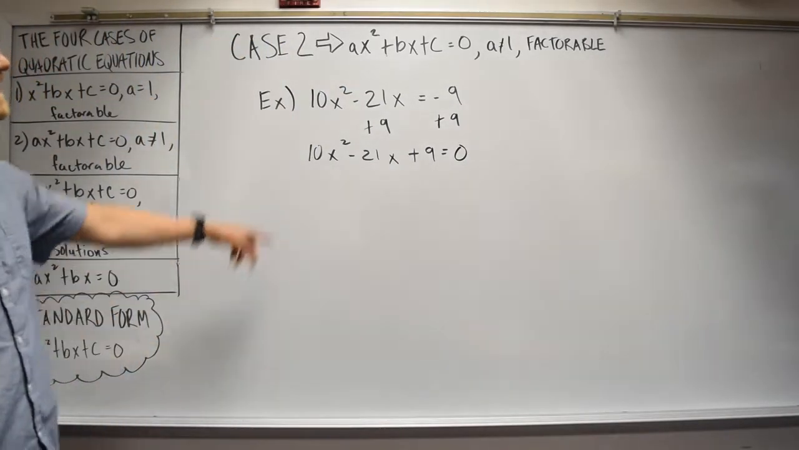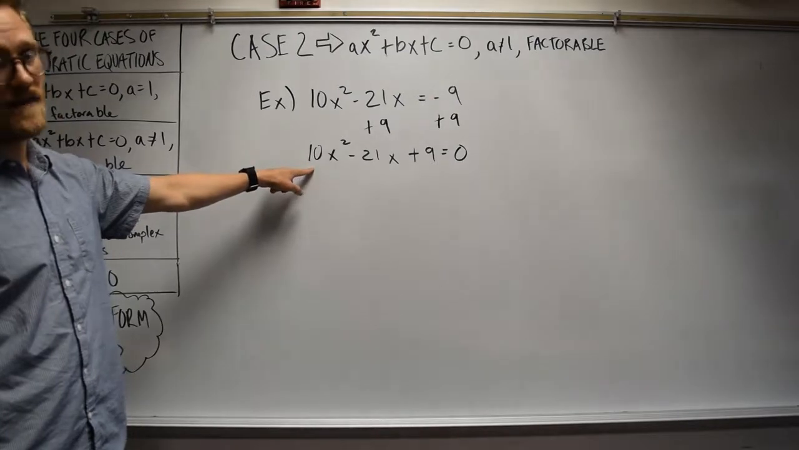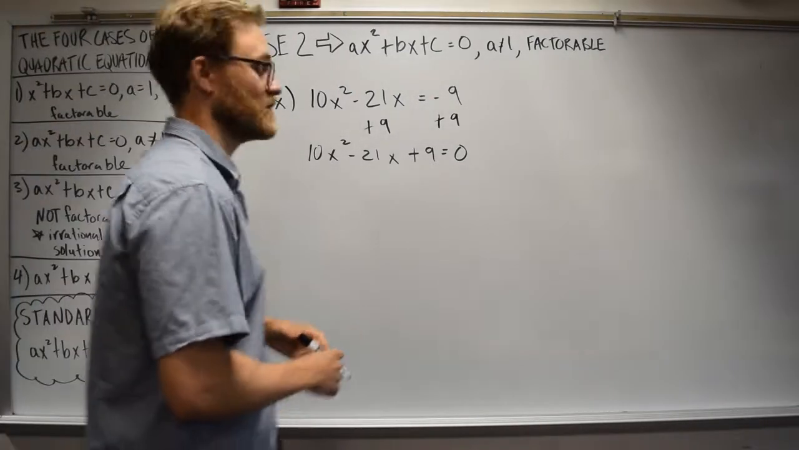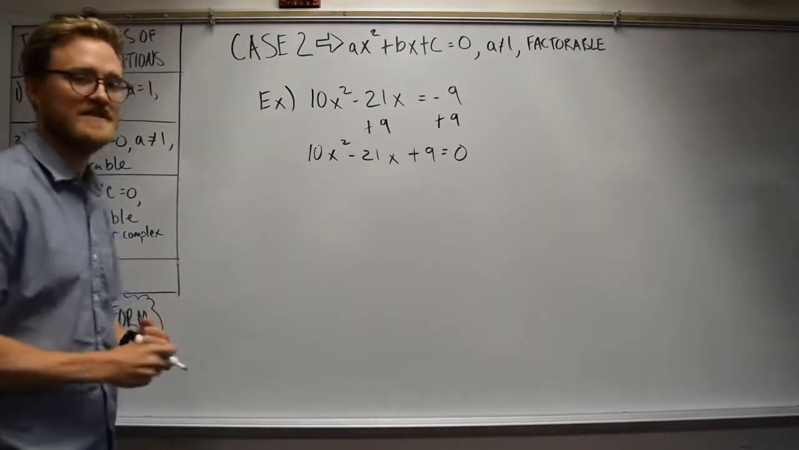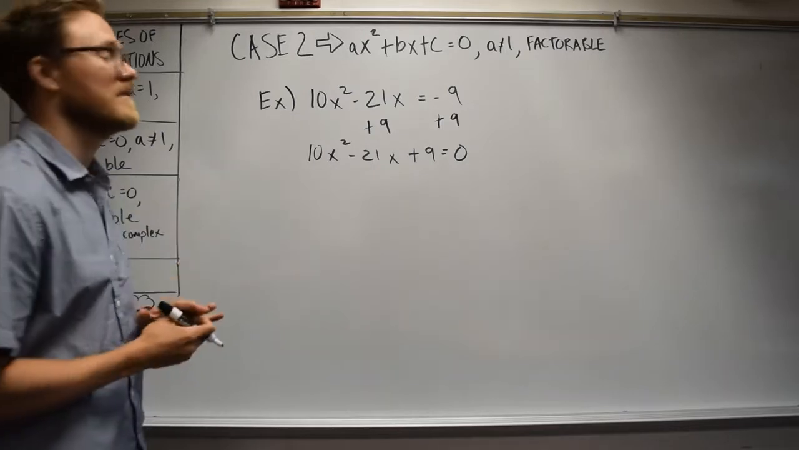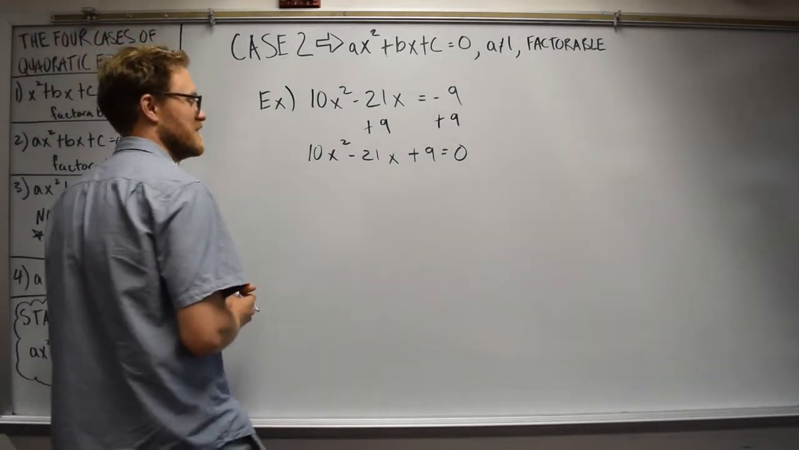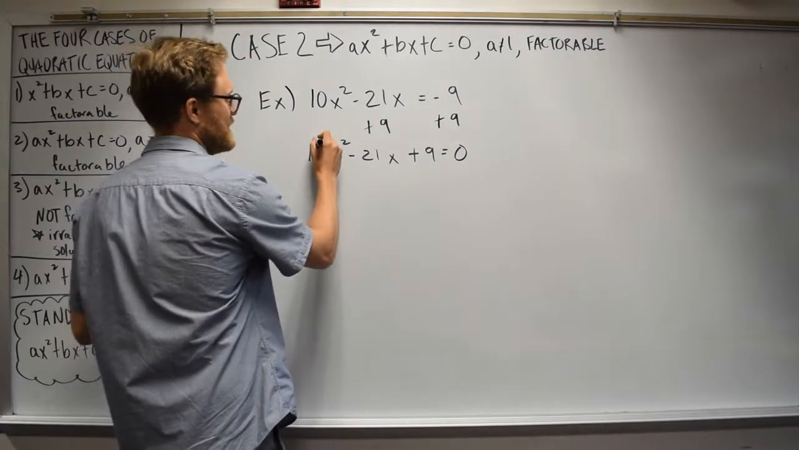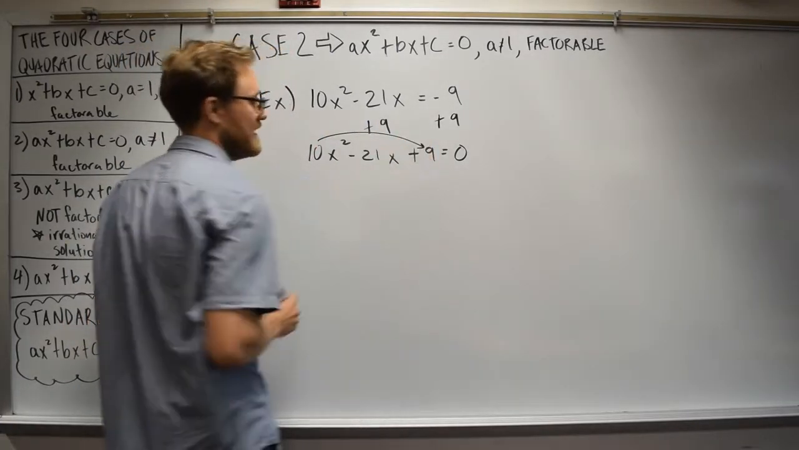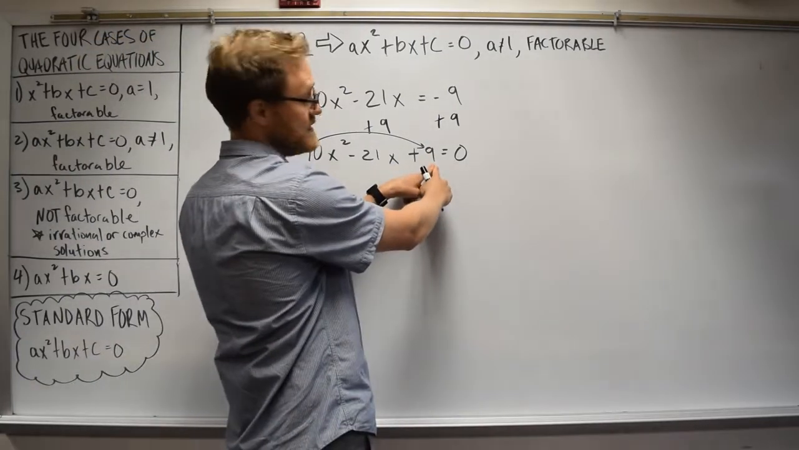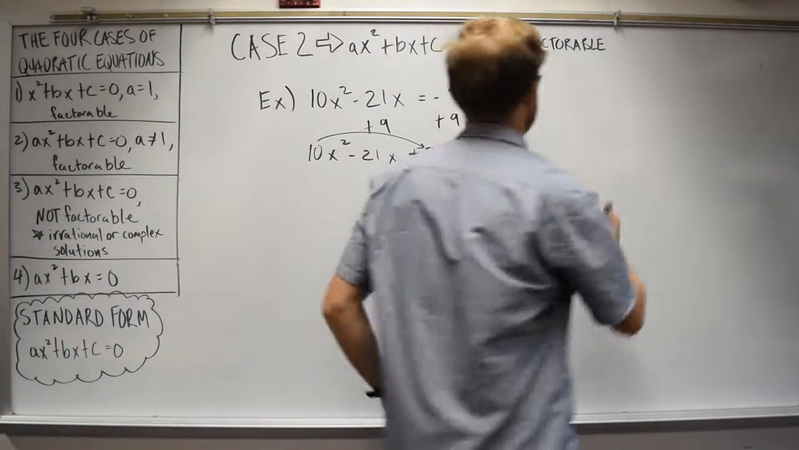Now, because A is not 1, I can't use the same factoring method that I used last time. So we're going to use a method called the AC method. There are other methods you can use. I will cover one other method in a separate video. So, in the AC method, we begin by multiplying A and C. A in this one is 10, C is 9, 10 times 9 is 90.